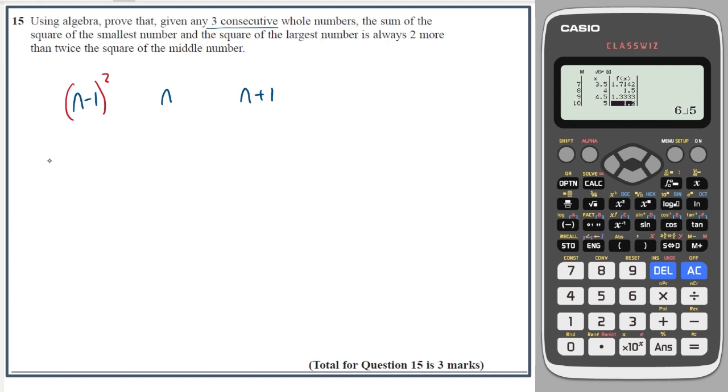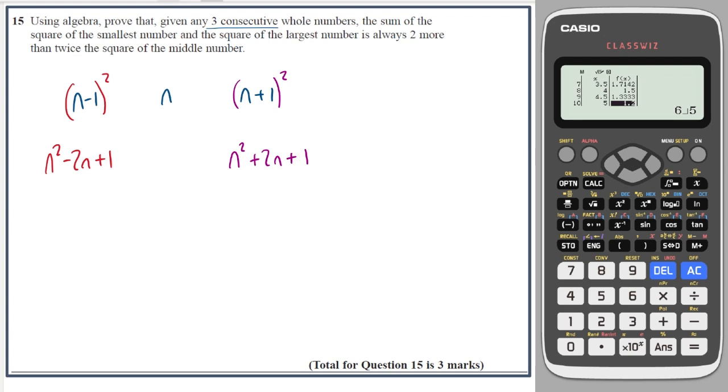When I square that, I'm going to get an n squared. I'm going to get a minus n and another minus n, so minus 2n. And I'm going to get a minus 1 times a minus 1 is plus 1. And the square of the largest number, which is this one. And when I square that, I'm going to get n squared. I'm going to get an n and another n, so plus 2n. And I'm going to get 1 times 1 is 1. Is always 2 more than twice the square of the middle number.